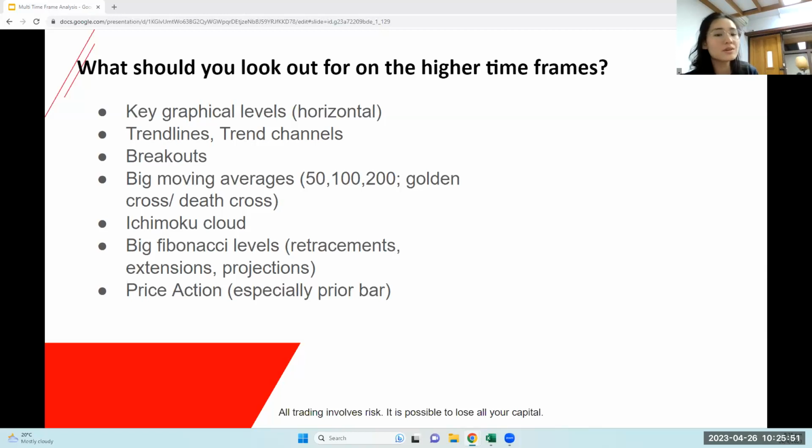So multiple time frame analysis is especially useful for short-term traders such as scalpers or swing traders or even day traders. So multiple time frame analysis can give you a broad view of the market and help you identify the prevailing trend. So let's do some analysis on actual charts. Let me just pull out my charts.